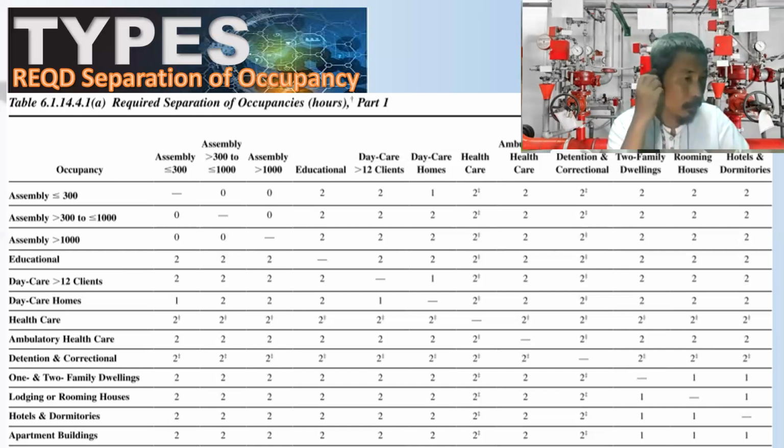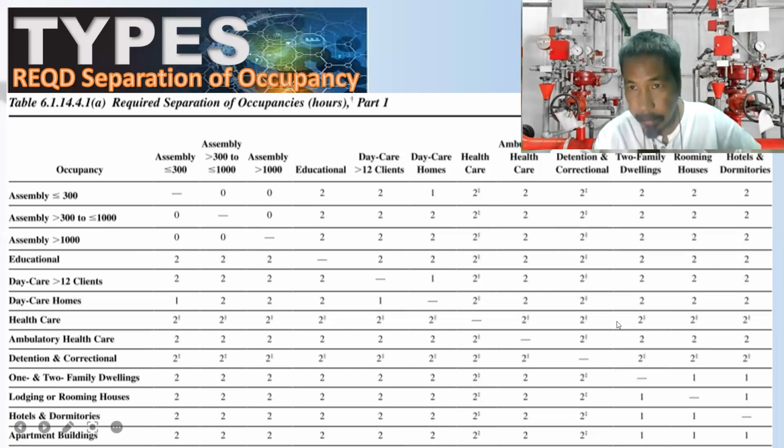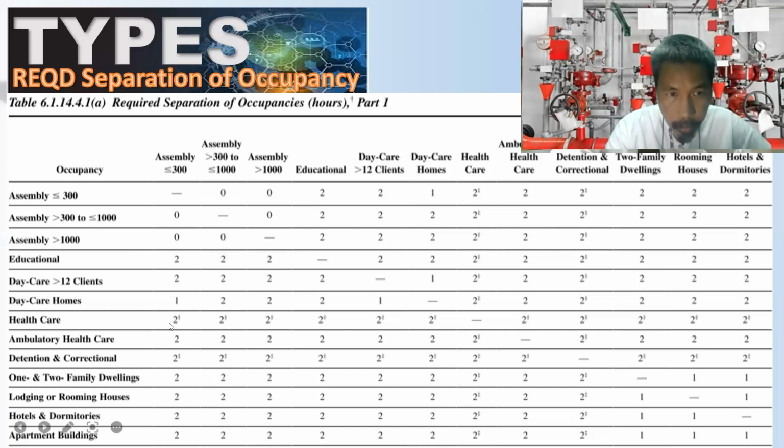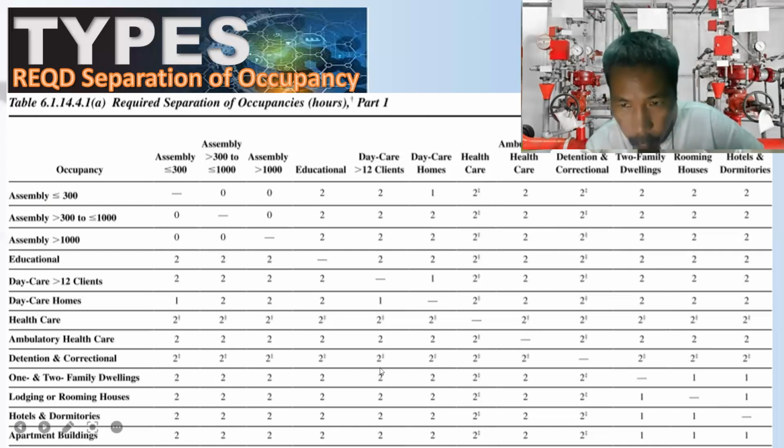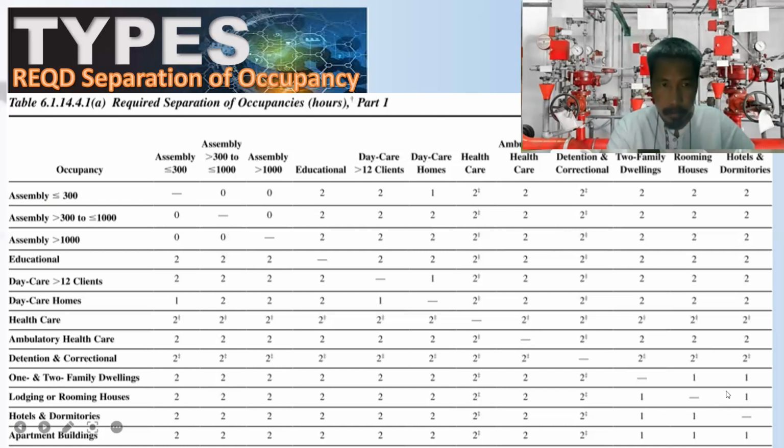For example, we have an example of industrial and hospital. We have healthcare, hospitals and healthcare. With industrial, we do not have industrial. In the other page, we have the other page. So healthcare and ambulatory. So how much? 2 hours. So usually 2 hours. There are some 1 hour separation. Usually 2 hours separation.